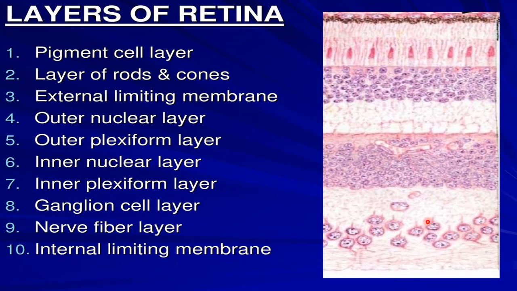So there are 3 neurons, as I have told you: the photosensitive rods and cones, then the bipolar neurons in the retina, and the ganglion cells in the retina. These are the 3 neuronal cells which are present in the structure of the retina. Then the axons of these ganglion cells emerge out and form the optic nerve fibers. So this 9th layer is the nerve fiber layer, and the last, the 10th layer, is the internal limiting membrane. So these are 10 layers structurally which make up the histological feature of our retina.